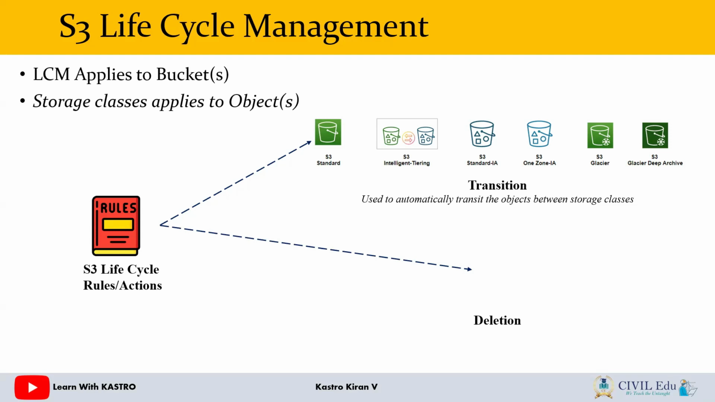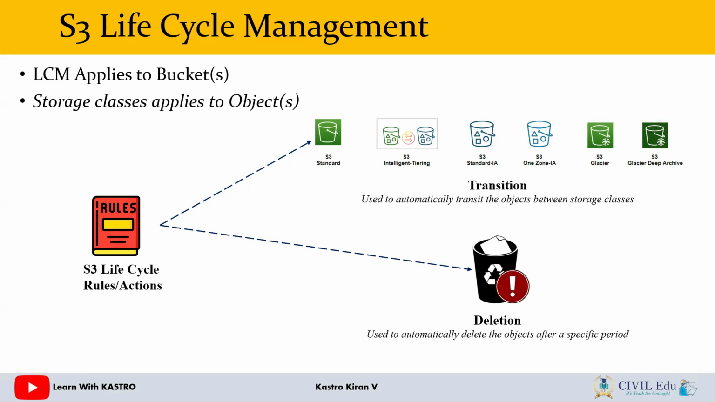Now, what is meant by deletion policy? Let's say after 2 months of storing the object in the S3 bucket, I want the objects to be automatically deleted. So this deletion policy is used to automatically delete the objects after a specific period. That period can be anything. You can give it according to the project requirement or your own requirement. So this is called the transition policy and the deletion policy. These are the two types of policies available in the S3 lifecycle management concept.